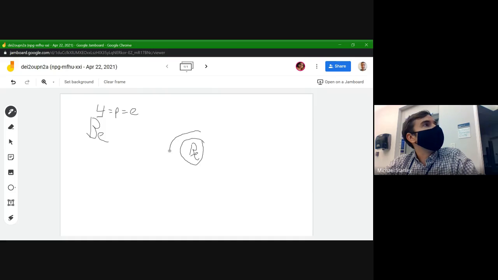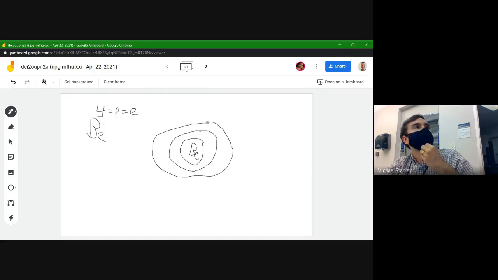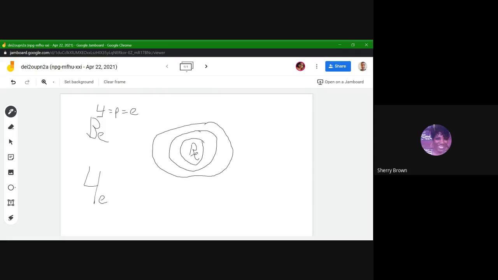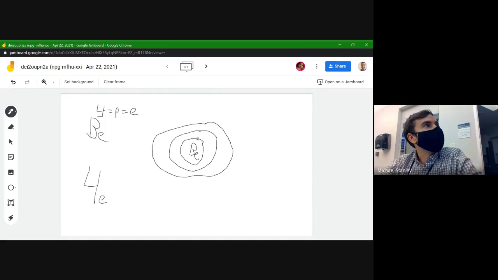So let me draw some shells around beryllium. I'm going to go ahead and draw all 3 shells, even though we may not need all of them. So we have 4 electrons in beryllium. So we start off with our first electron shell. How many electrons can we fit on our first shell? 2. Exactly. So I'll go ahead and fill in 1 electron and 2 electrons on our first shell.